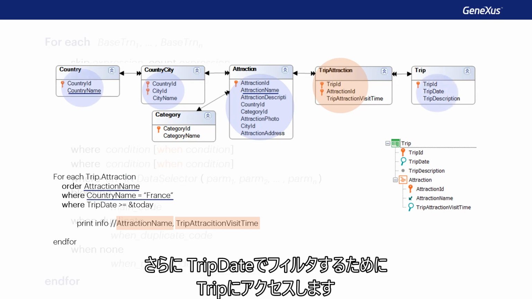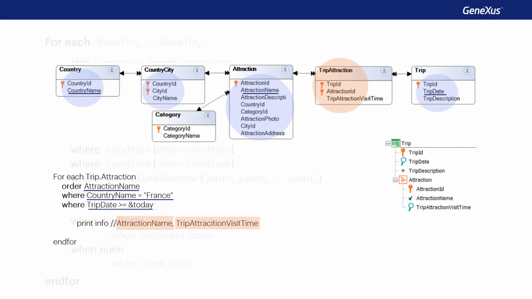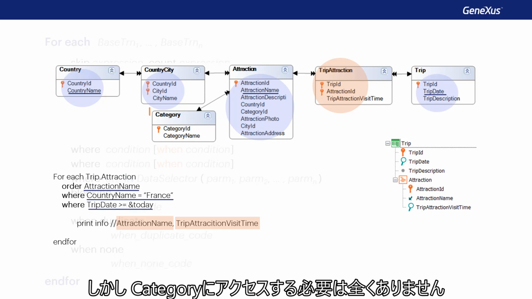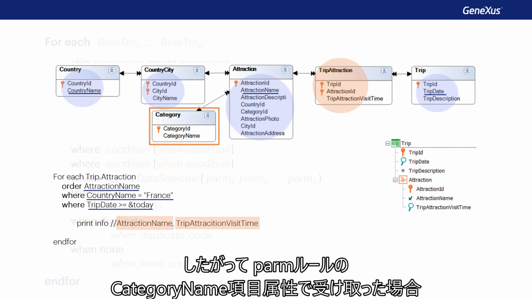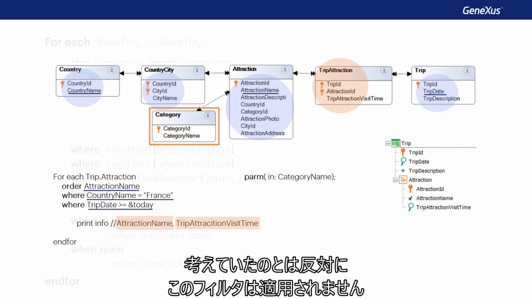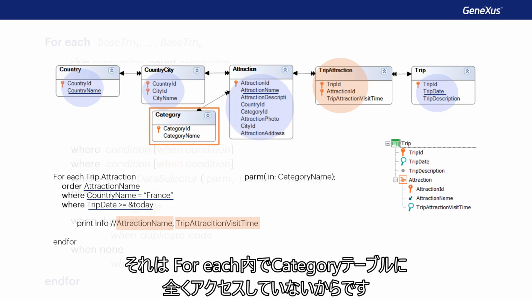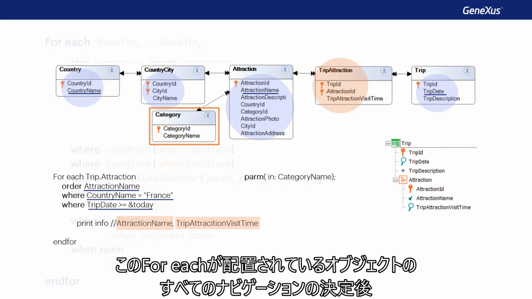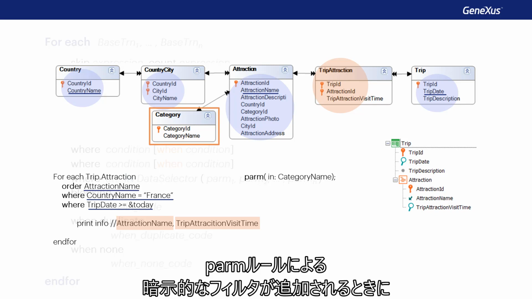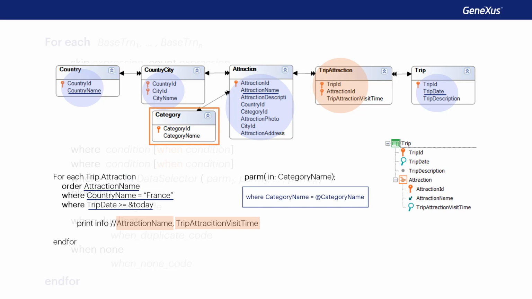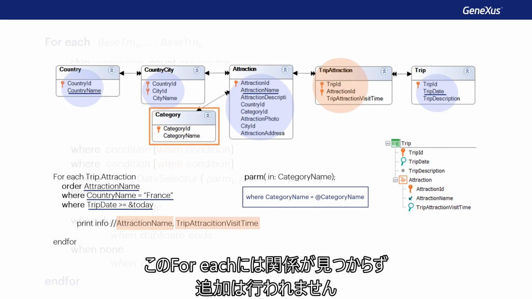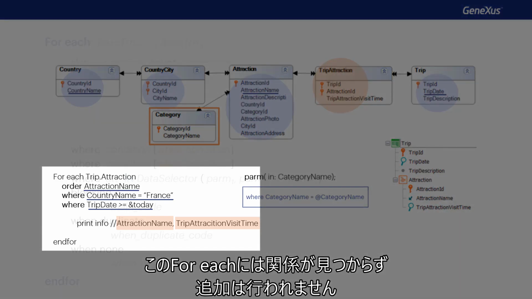In addition, trip will be accessed in order to filter by trip date. But it's not necessary at all to access category. Therefore, if in the parm rule we receive in the category name attribute, contrary to what we might think, that filter will not be applied. Why? Because inside the for each, the category table is not accessed at all. So, after determining all the navigations of the object where this for each is located, when the implicit filter that comes from the parm rule is going to be added, inspecting each of the queries, no relationship is found for this for each, and it's not added.